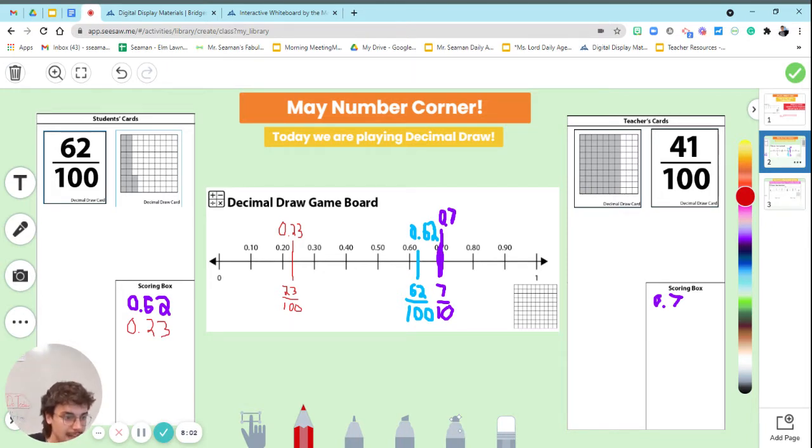So the teacher side, I have 41/100ths. So that means that I'm going to go to the 4 and I'm going to go over just 1/10 because it is 41/100ths. So I will write that right here. Now I'm going to write the fraction 41/100ths. Then I'm going to write the decimal, which is 0 and 41/100ths, which I will then add to my number here.